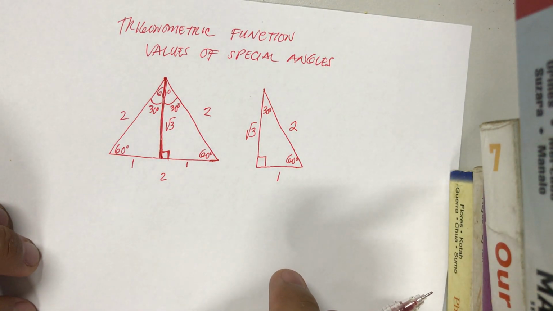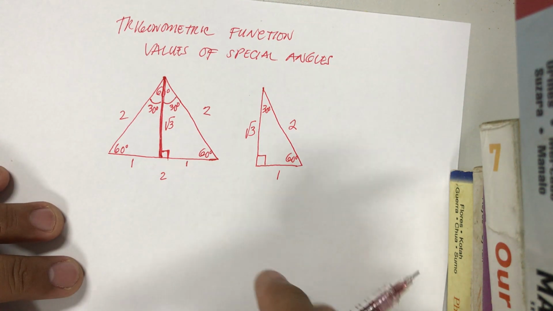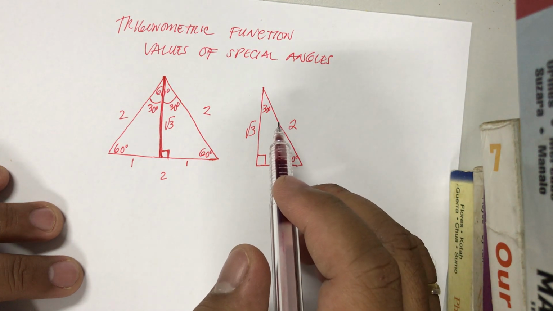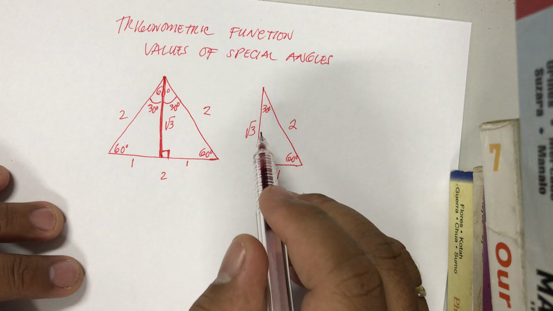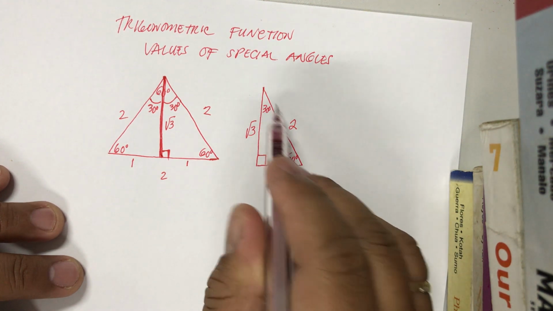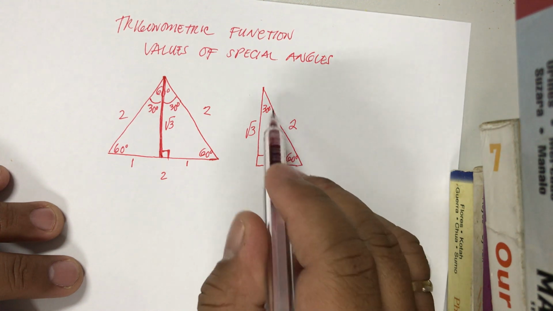Okay, before we proceed to the trigonometric function values of the special angles 30 degrees and 60 degrees respectively, take note that among the measures of the sides, 2, 1, and square root of 3, 2 is the largest number. Meaning to say, the side whose measure is 2 is the longest side.